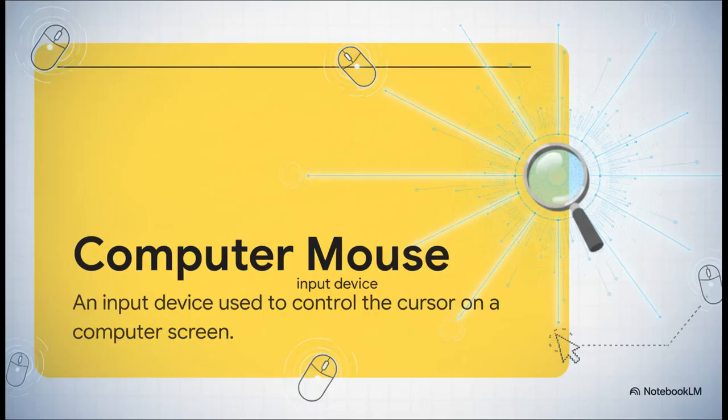Well, to answer that, we have to start with the foundational definition. A computer mouse is, at its core, an input device used to control the cursor on a computer screen. An input device is absolutely the crucial term here. It's your primary translator. It's the bridge between your human intention and the computer's digital execution.